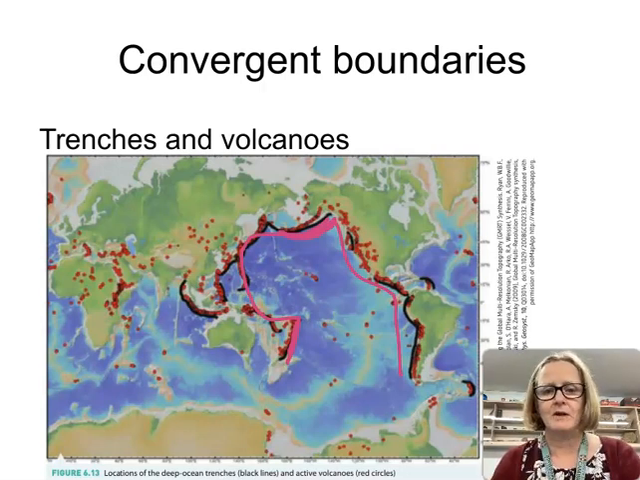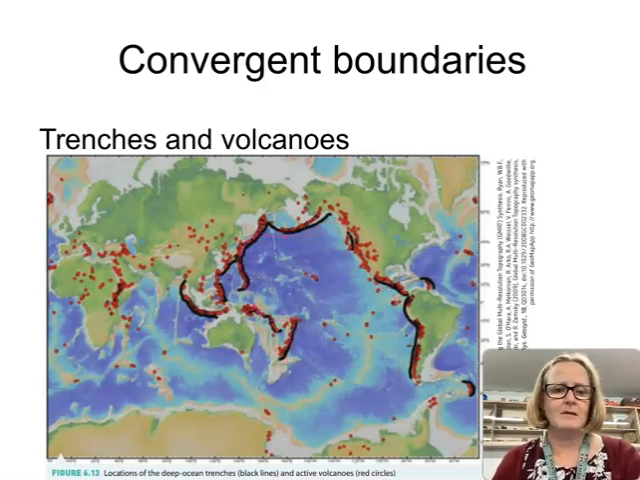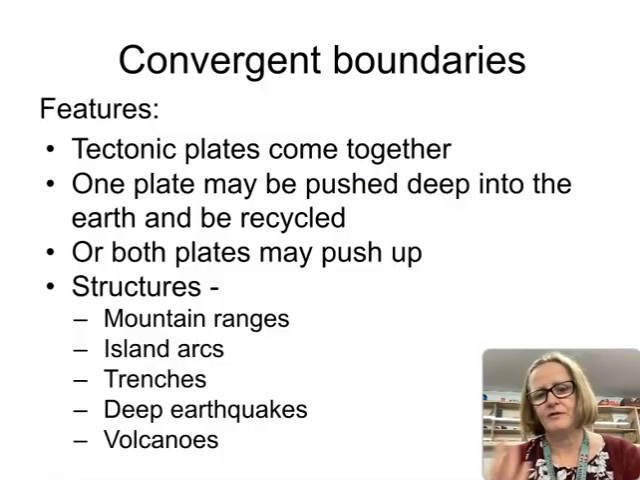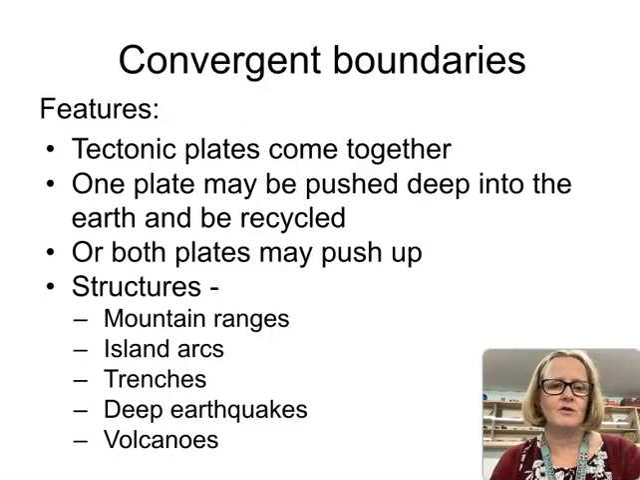This is a map showing the trenches and the volcanoes, and this map shows the earthquakes. And you'll notice a very similar pattern. Earthquakes happen where convergent boundaries come together. So these are our features that we've talked about, and you can note those down.